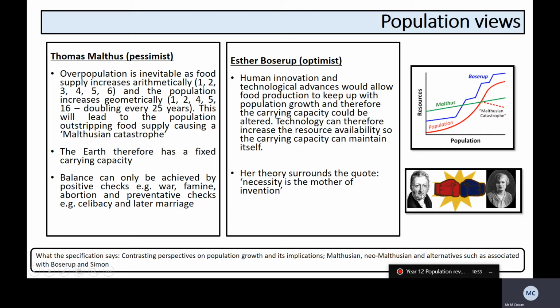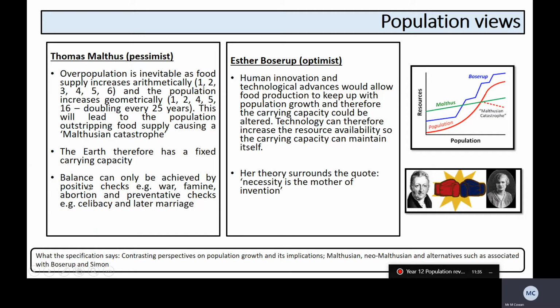So here's the Reverend Thomas Malthus on the left, and there is the Danish economist Esther Boserup on the right. Now, Malthus, as a pessimist, believes that overpopulation is an inevitable consequence of society, because basically what he has argued is that food supply increases arithmetically. It goes from 1 to 2 to 3 to 4 to 5 to 6, but the population increases geometrically, and this doubles every 25 years. And this leads to the population outstripping food supply, causing what he named after himself, a Malthusian catastrophe.